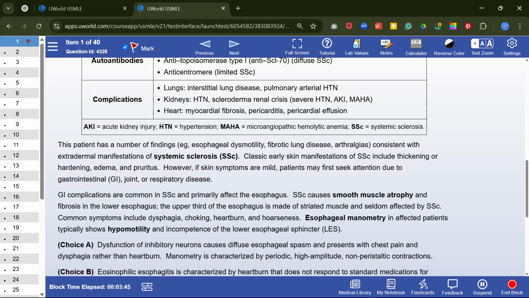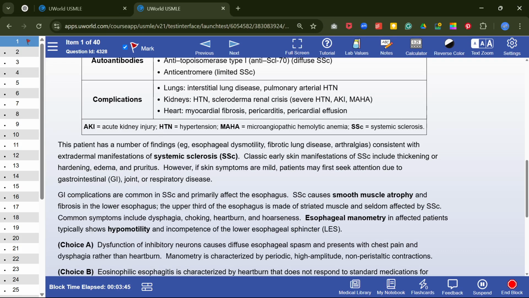GI complications are common in systemic sclerosis and primarily affect the esophagus. Systemic sclerosis causes smooth muscle atrophy and fibrosis in the lower esophagus. The upper third of the esophagus is made of striated muscle and seldom affected by systemic sclerosis. Common symptoms include dysphagia, choking, heartburn, and hoarseness. Esophageal manometry in affected patients typically shows hypomotility and incompetence of the lower esophageal sphincter.